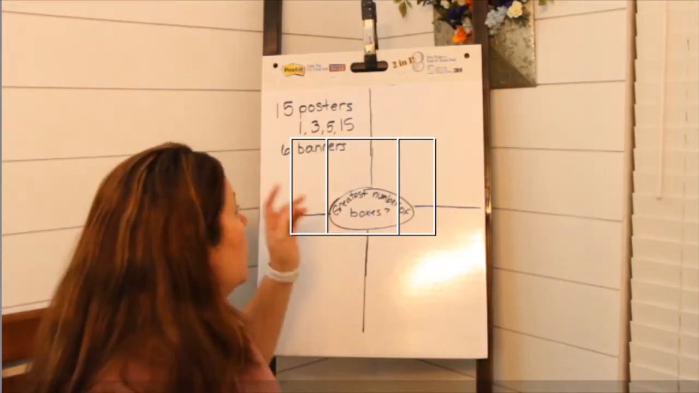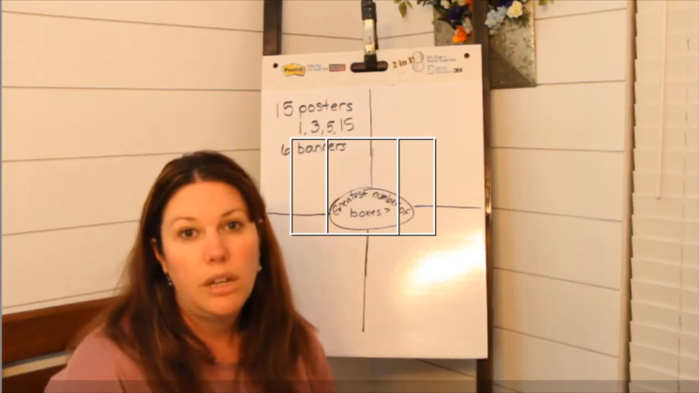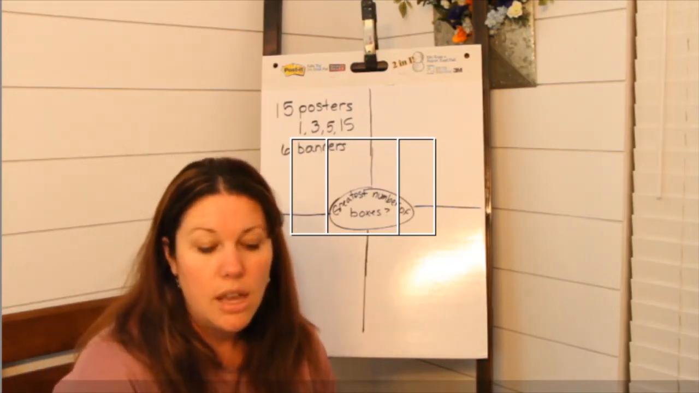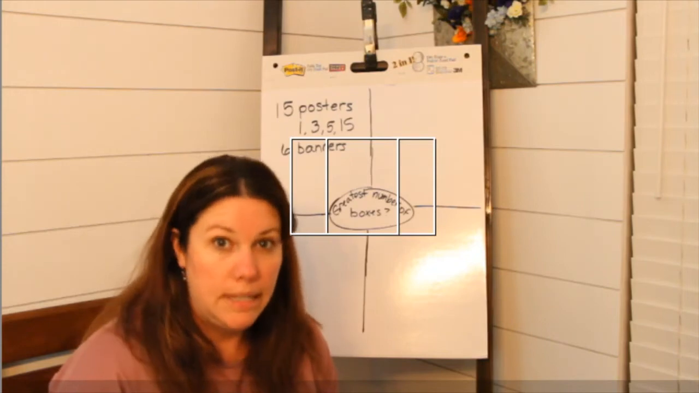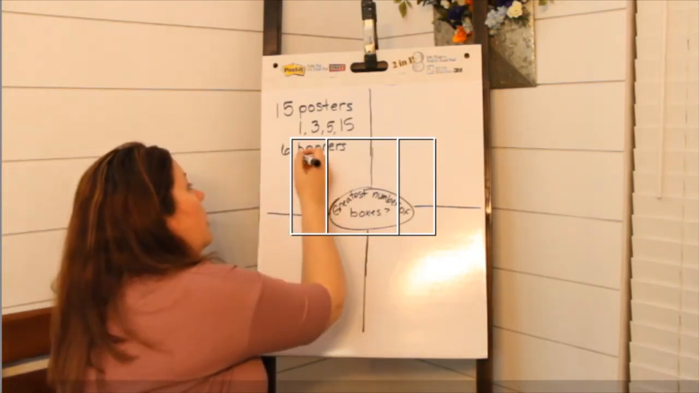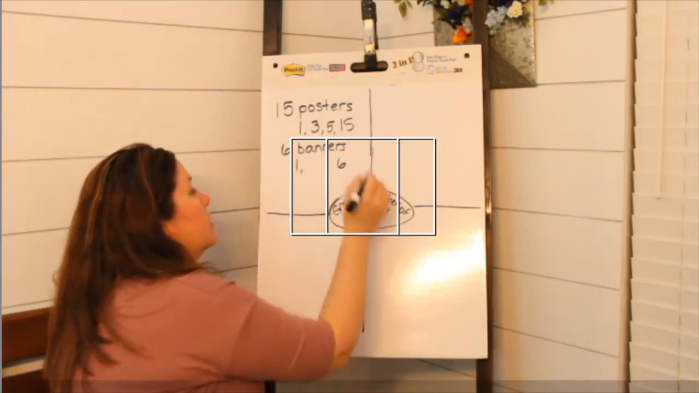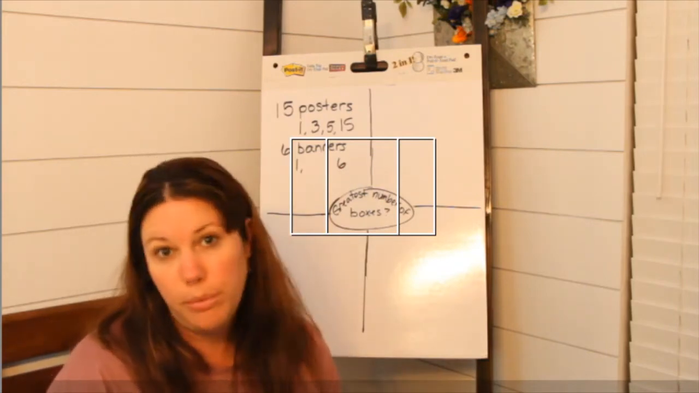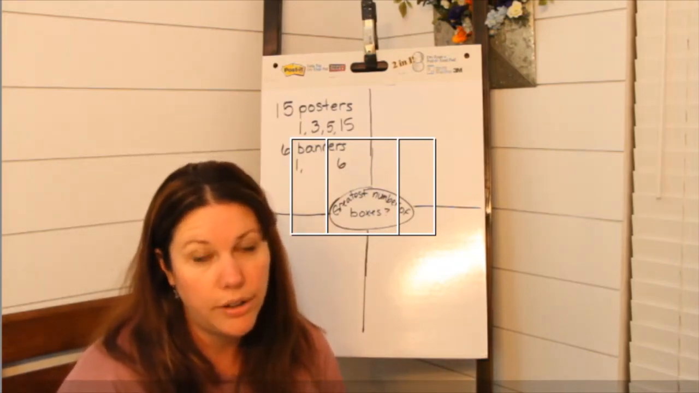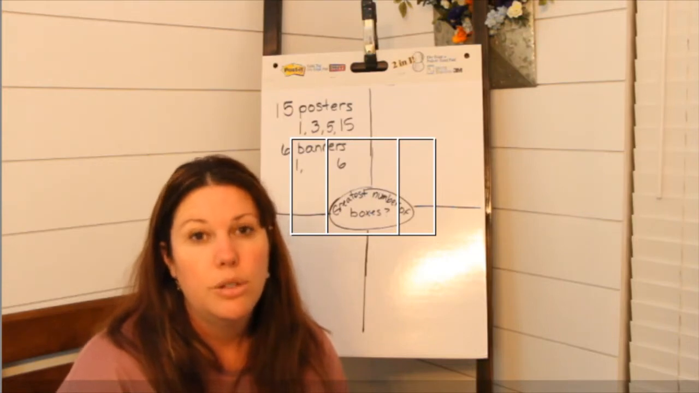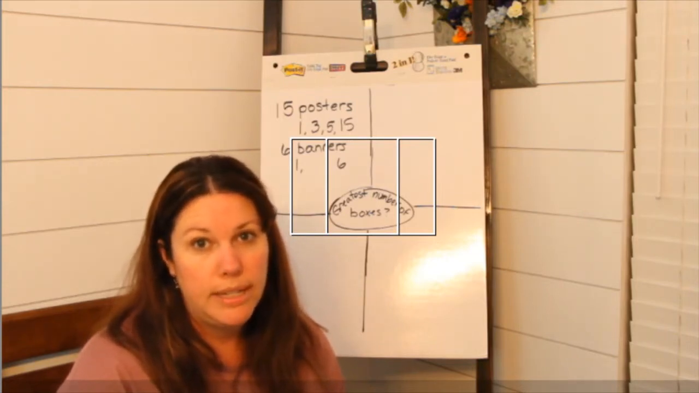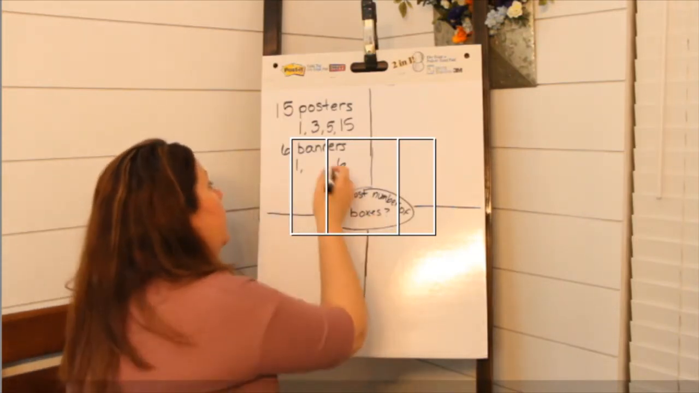Okay, now let's talk about 6. So we need to come up with the factors for 6. So we know 1 times 6 is 6, so the factors are 1 and 6. And 6 is not a prime number, so those are not the only two factors that multiply to 6. So what other two numbers multiply to 6? 2 and 3.